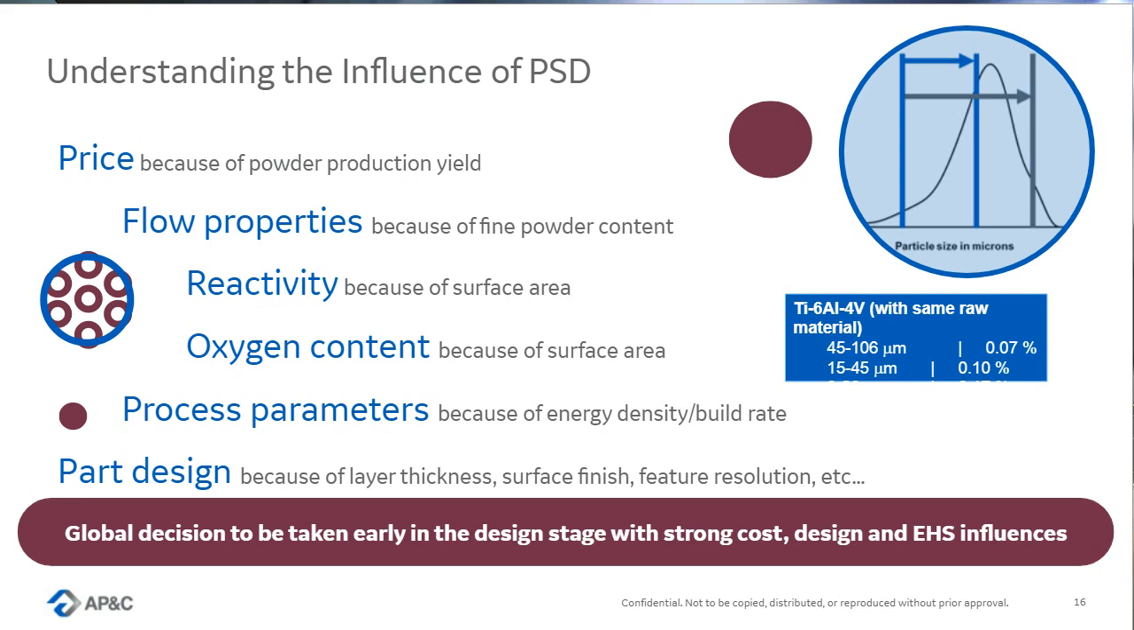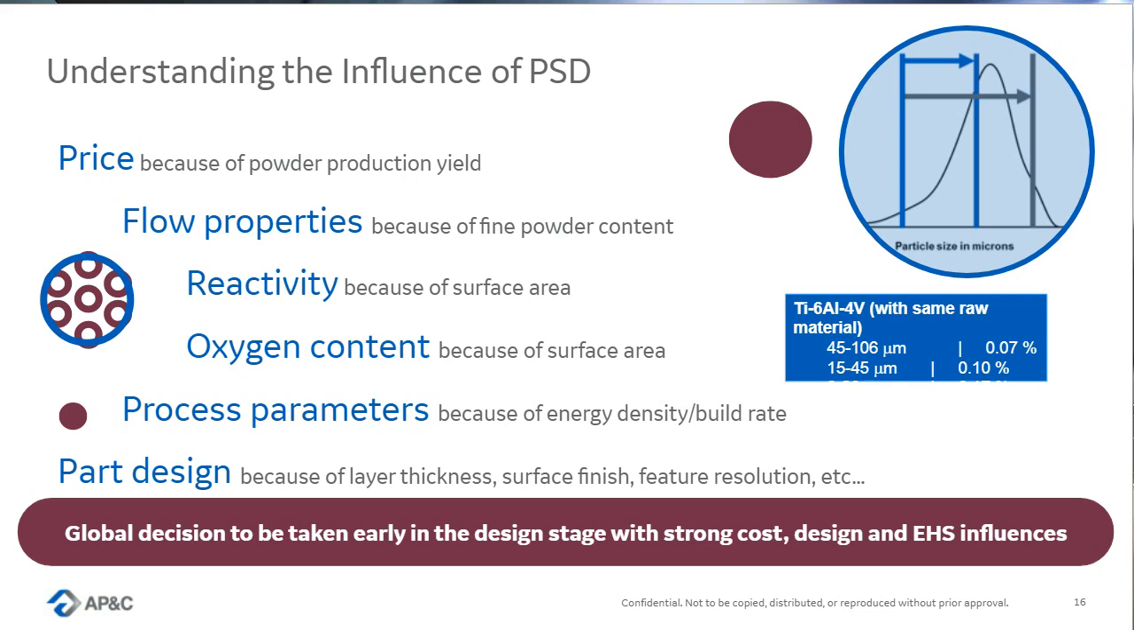Then there's oxygen content. For reactive materials, on most metals in fact, there's always a native oxide layer on the surface. And for titanium, the particle size solution really drives the oxygen content. Unfortunately, the transfer didn't show it properly, but the key message is there on the right. With the same raw material, we can have a 45106 that ends up around 0.07% oxygen, and the 1545 at 0.10. What's missing there, that you don't see, is the 1020 for main application at 0.17.